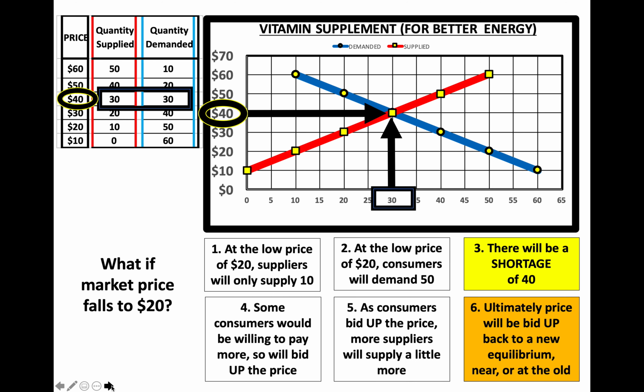Okay? We see that there will be pressure to move back to the equilibrium level because some of those consumers who wanted to buy 50 at that much lower price will be willing to bid the price up a little bit. And some of the suppliers would be willing to accept that slightly higher price than the earlier $20 price. And so gradually we'll have consumers bidding up the price and suppliers being willing to supply more until we get back to that stable equilibrium point.